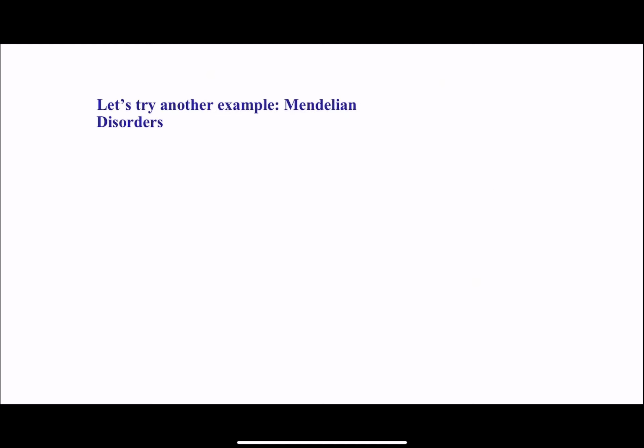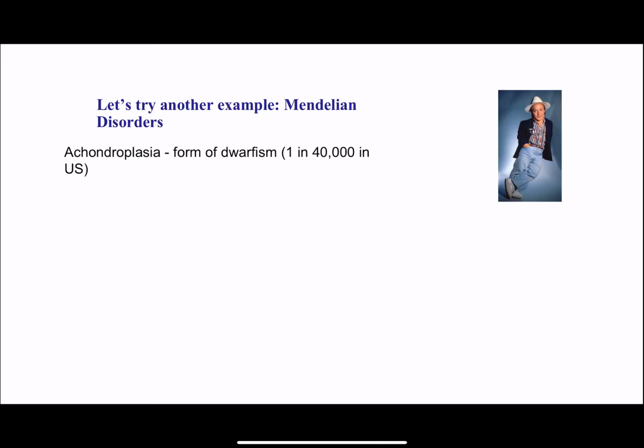All right, let's try a different example. Let's try another incomplete dominance example. And let's put this into the realm, instead of just straight traits, of Mendelian disorders. So traits that can be inherited through time from one generation to the next. Perhaps something that you might have heard of before, like achondroplasia.